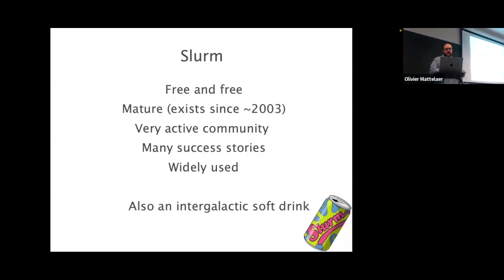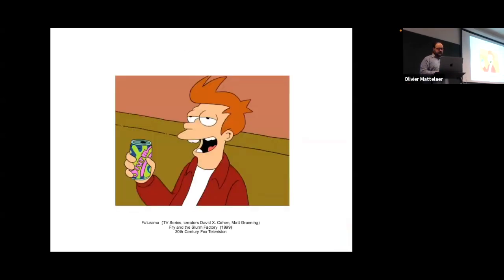Slurm is a piece of software that's used by over 65% of the largest computers in the world. So it's basically universally seen as the standard in high performance computing on clusters. It's open source, it's free, and it was created around 2003, so it's rather an old piece of software, very mature. There's a very active community, many success stories, and also it's the name of an intergalactic soft drink. Of course, the author said that there is no link.